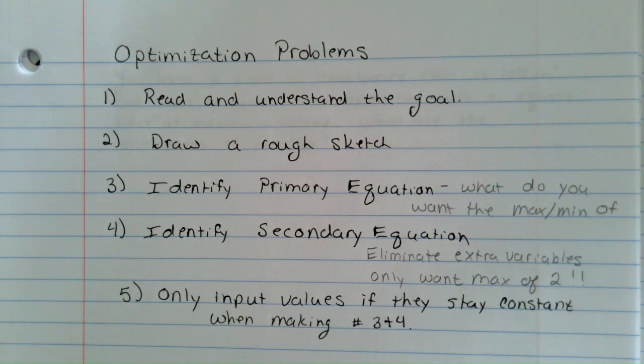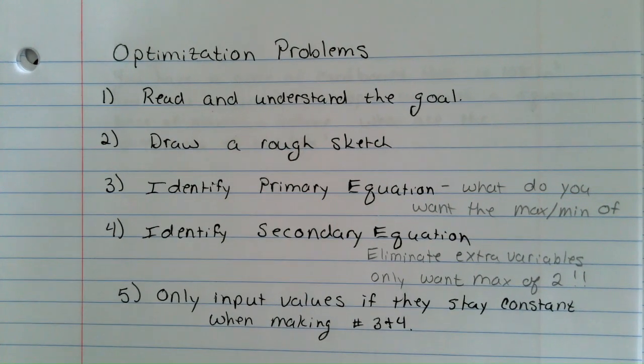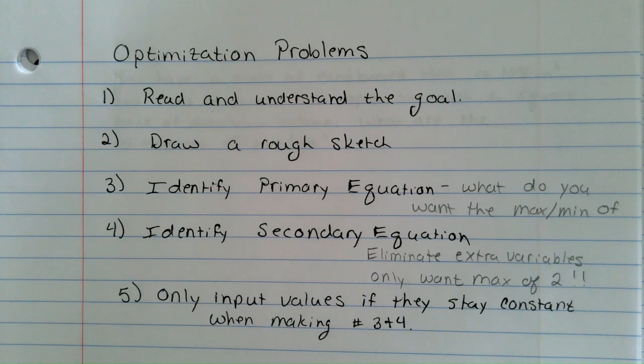So optimization problems are, I think, one of the great values that calculus can provide to the real world. But we have to give you problems that obviously have solutions and that we can do with what you have gained knowledge-wise to now. So your goal is to read and understand the goal of the question. Drawing a rough sketch definitely helps. You're going to identify a primary equation, and that's going to include whatever object you're wanting the max and min of. And then if needed, you're going to get a secondary equation so that you can have fewer variables.